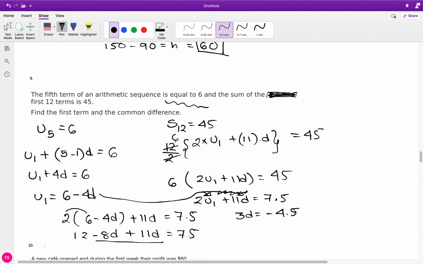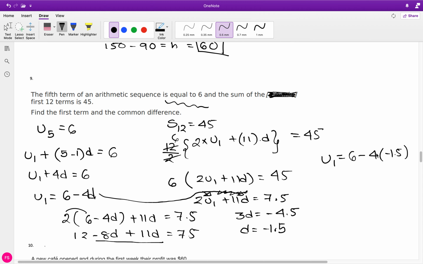So if you want to find the common difference, you need to divide both sides by 3. If you divide negative 4.5 by 3, you will get negative 1.5. Now that you know the common difference, you can easily substitute it back to this equation to get your first term. I'm going to use this: u1 equals 6 minus 4. Instead of d, I will write negative 1.5.